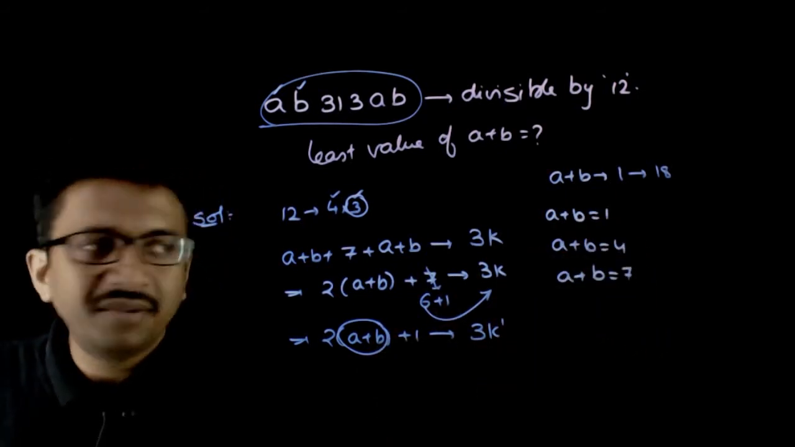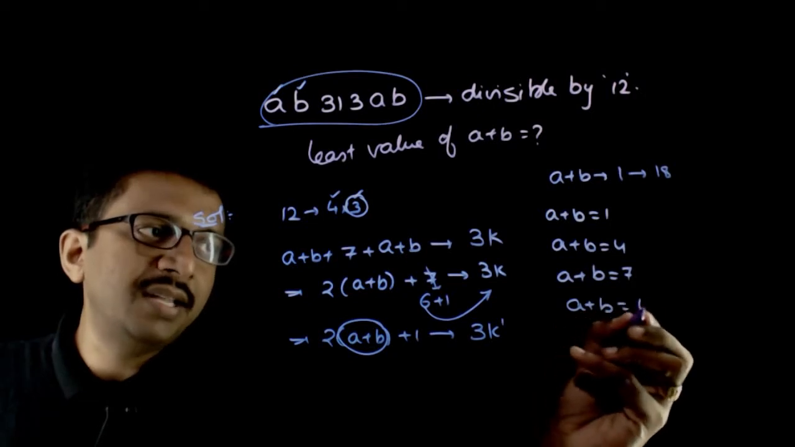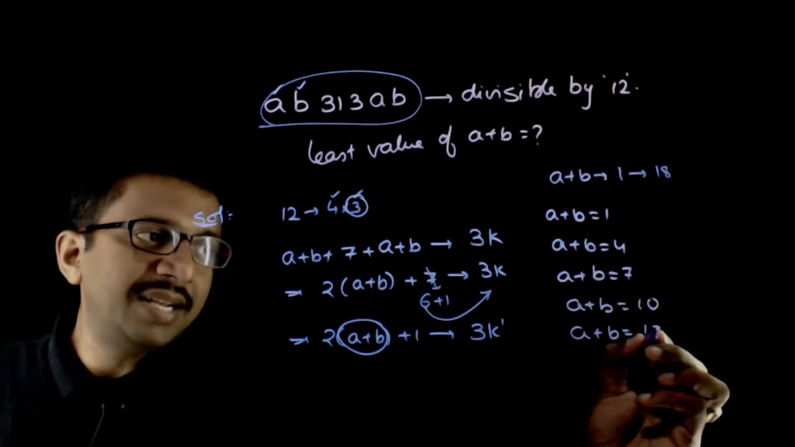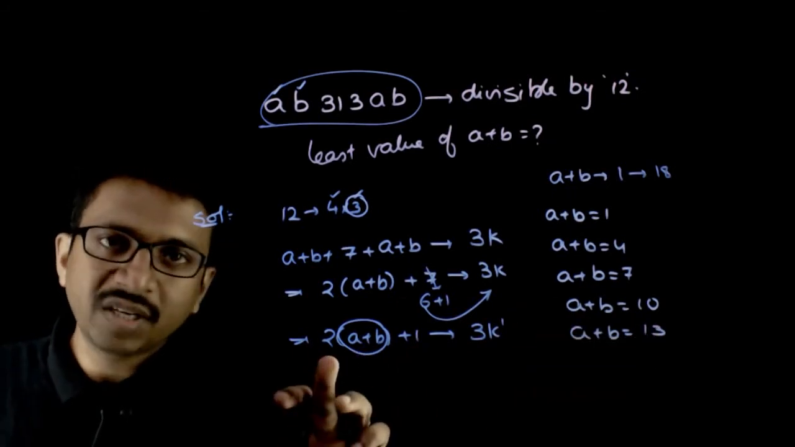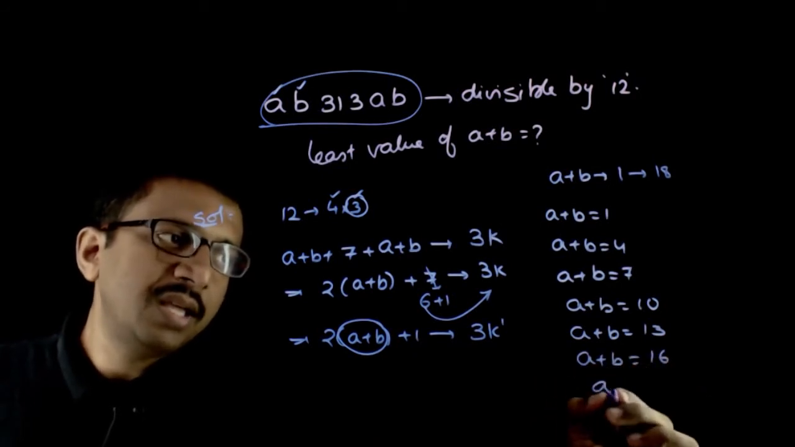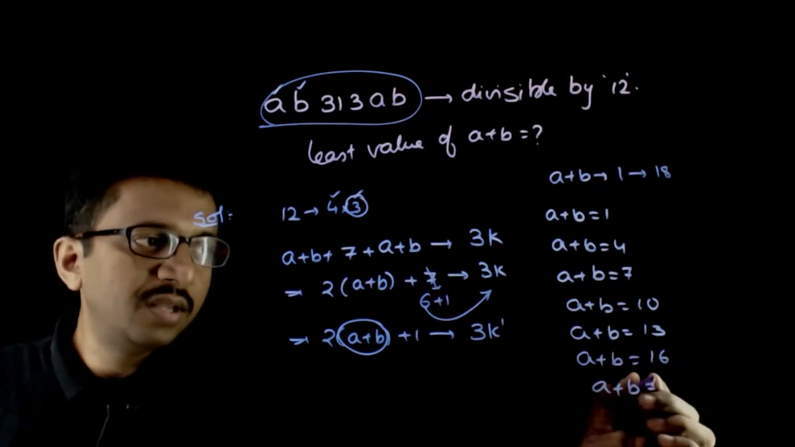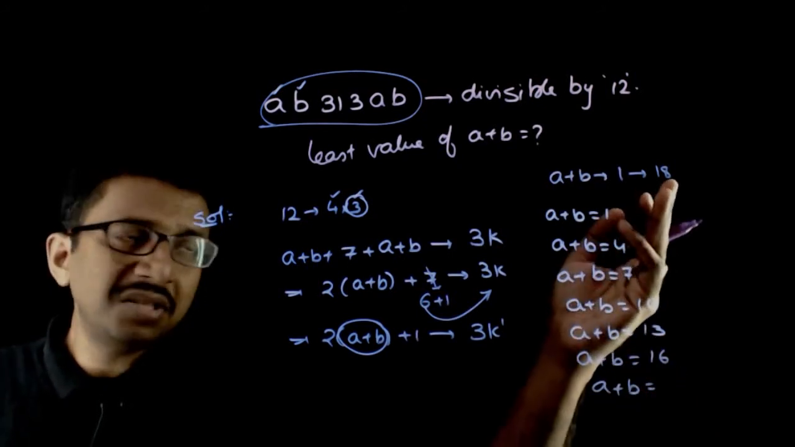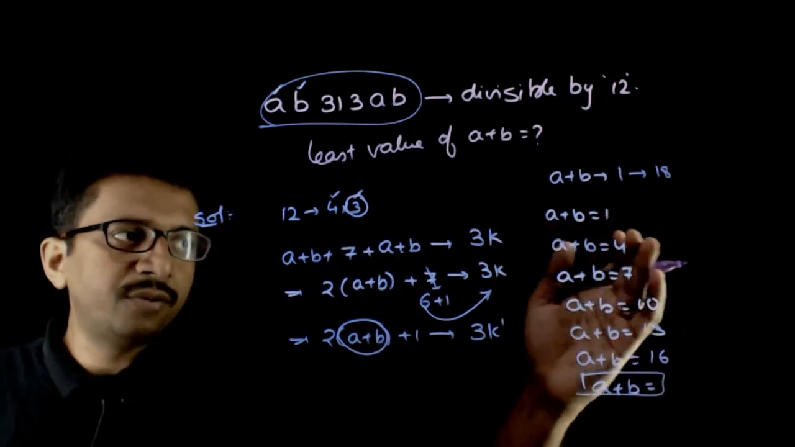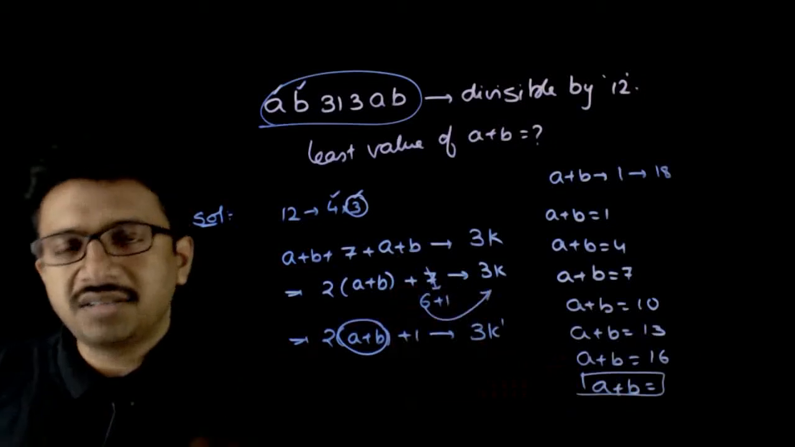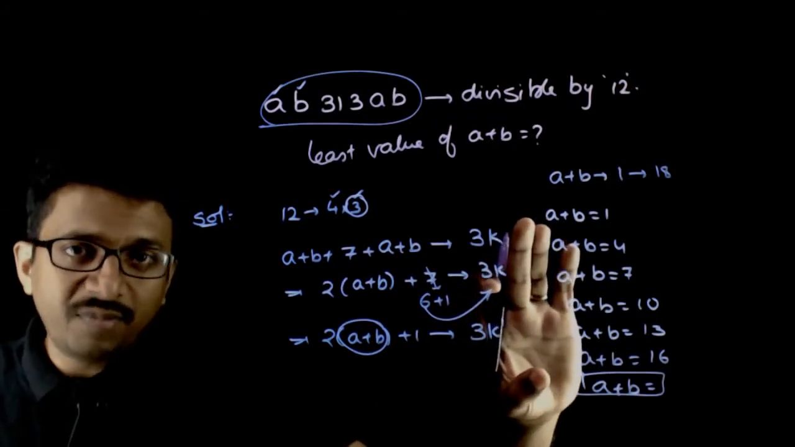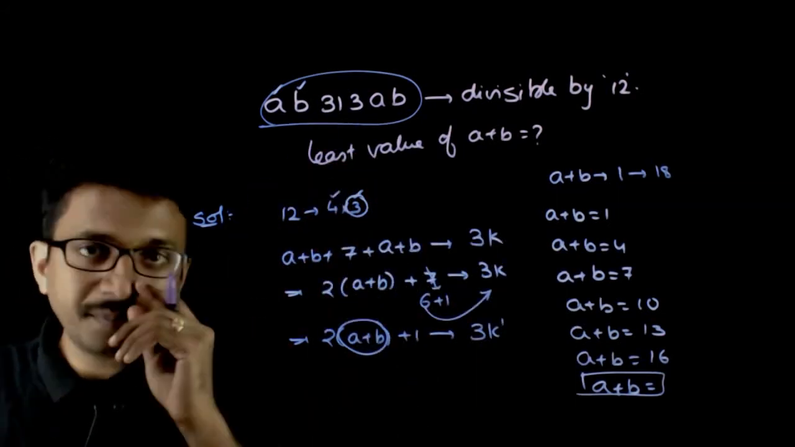Similarly, 5 is not okay, 6 is not okay, 7 is okay. They will have a difference of 3. So A plus B equal to 10 is okay. 13 is okay: 13 into 2 is 26 plus 1 is 27, okay. A plus B equal to 16 is okay. 19 is not okay, because it cannot be 19. So the options for A plus B are 1, 4, 7, 10, 13 and 16. These are the possible values of A plus B for the number to be divisible by 3.